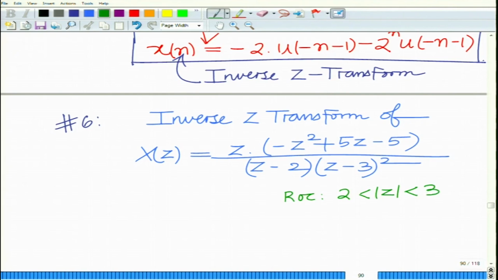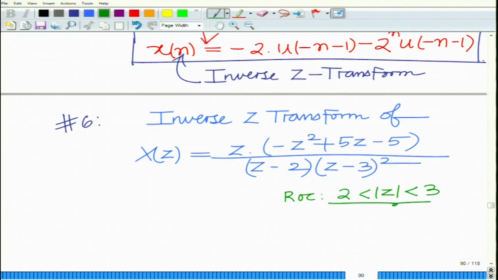So, remember this is an infinite signal, because the ROC is of the form that lies between two poles, 2 and 3. So, you can see the poles are 2 and 3, ROC lies between 2 and 3, correct. So, this is an infinite signal, from minus infinity to infinity. From the ROC itself we can see this is an infinite signal, that is, it spans minus infinity to infinity. Okay.